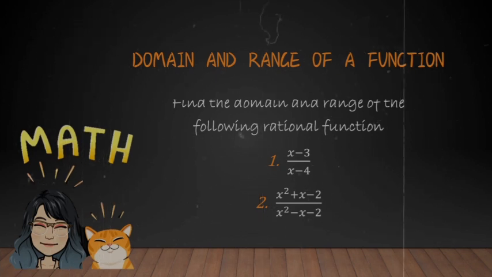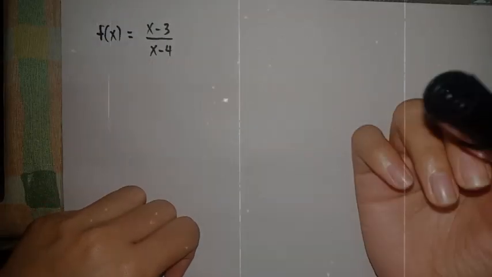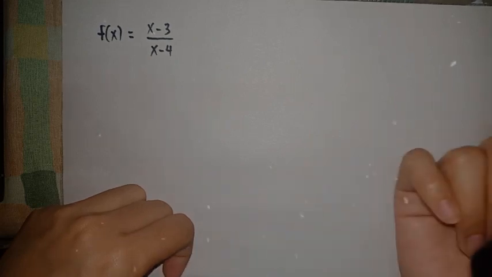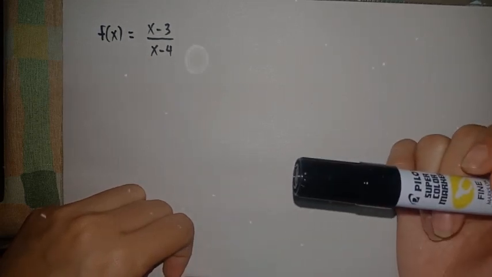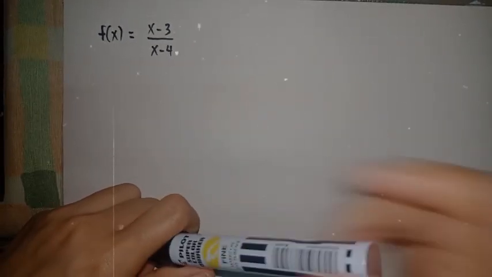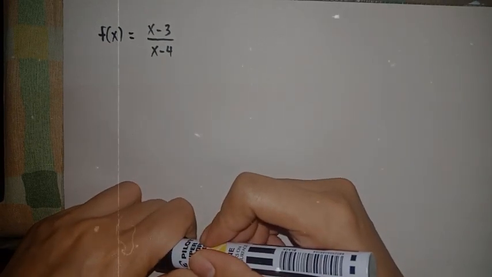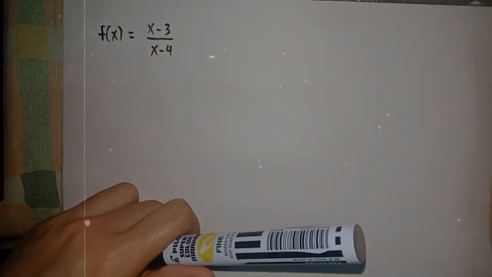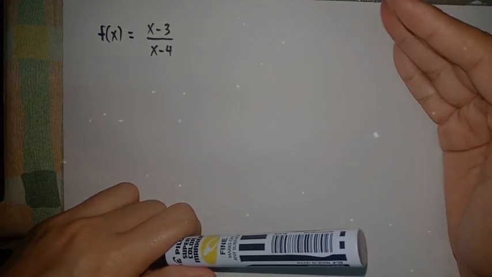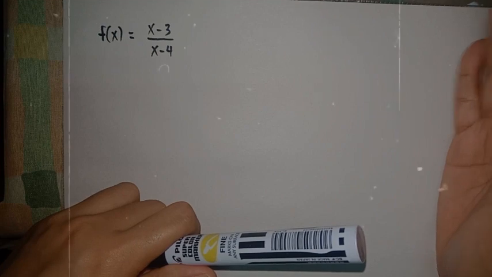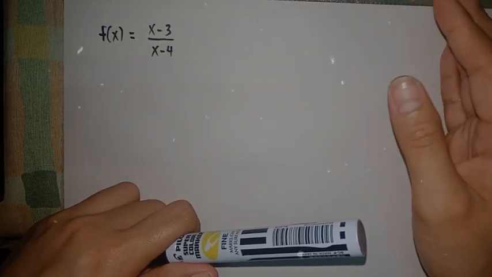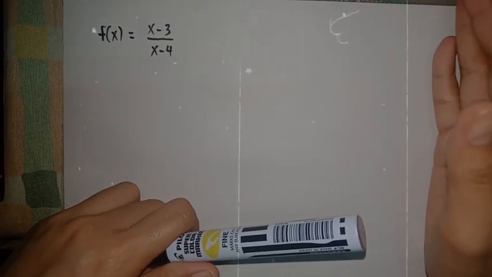Now, how about in finding the domain and range of a function, a rational function to be specific? So I have here two examples, (x minus 3) all over (x minus 4) and (x squared plus x minus 2) all over (x squared minus x minus 2). From the previous video, we learned about the restrictions of domain. Now, how about if you are asked to find the values of domain and range? From the last slide, domain are the first value of our ordered pair or the values of x, while the range are the values of y.